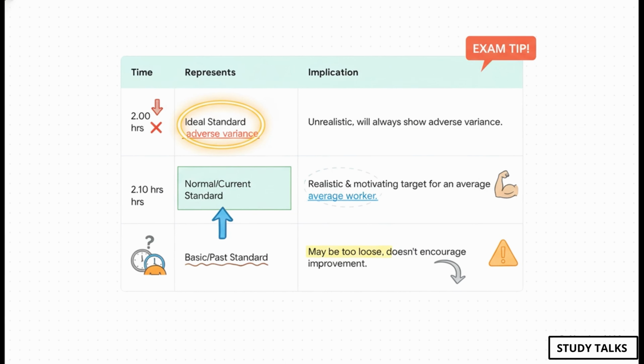This problem perfectly shows the theory in action. If you pick 2.0 hours, you're setting an ideal standard. It's probably unrealistic, and you're just going to demotivate everyone with constant bad variances. If you pick 2.60 hours, you're using a basic historical standard. The problem is, it might be too easy, and it doesn't push anyone to get better. So the sweet spot is probably 2.10 hours. It's a normal or current standard. It's tough, but it's achievable, which makes it realistic and motivating.